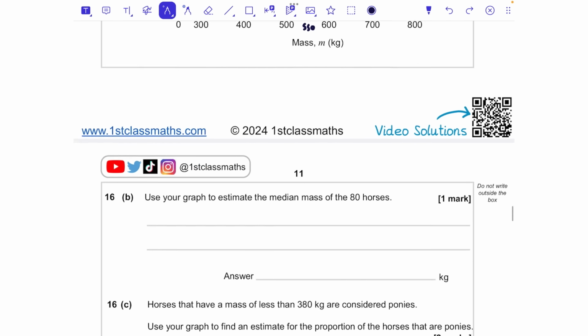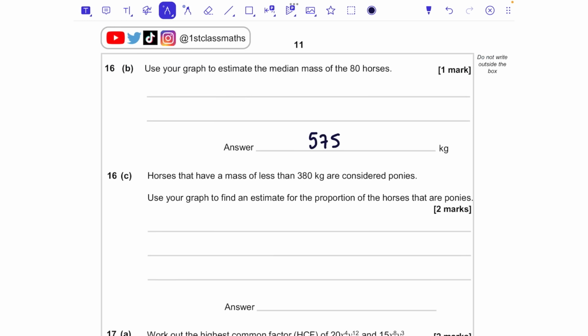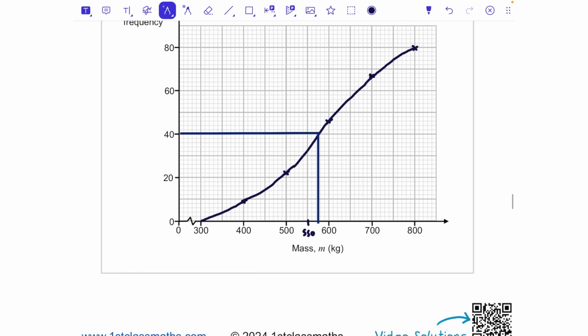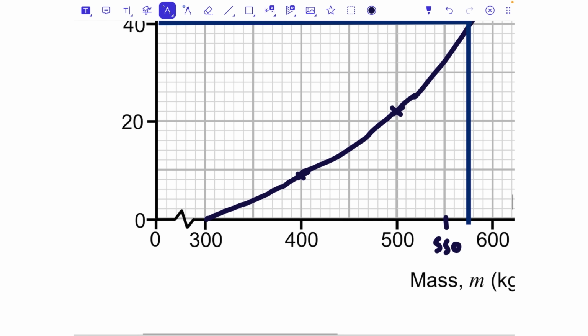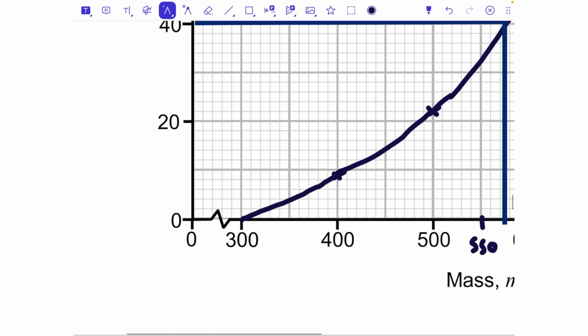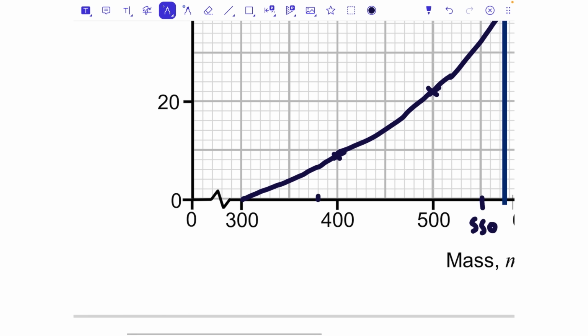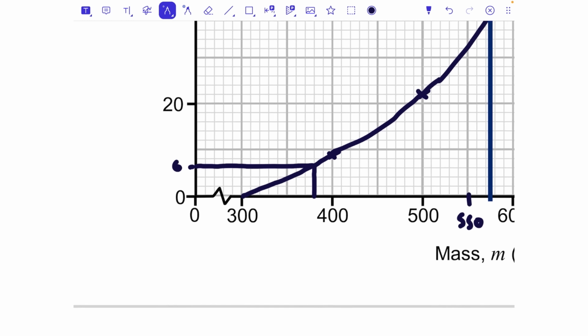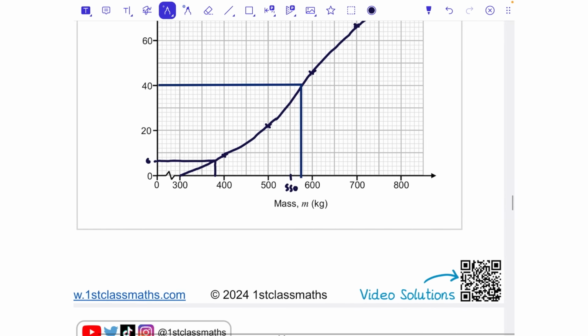For question 16C, horses that have a mass of less than 380 are considered ponies. Use your graph to find an estimate for the proportion of the horses that are ponies. So we're going to go to our graph, we're going to go to 380 and we're going to read up and we're going to go across to work out how many ponies that is. And I'm going to say that that is 6. So I've got 6 there. 6 ponies out of the 80.